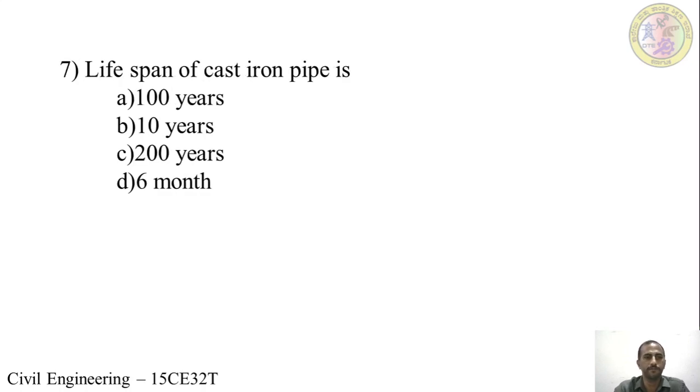Question number 7. Lifespan of cast iron pipe is A. 100 years, B. 10 years, C. 200 years, or D. 6 months. And the answer is A. 100 years. We can expect under normal condition cast iron pipes to last longer, around 100 years.